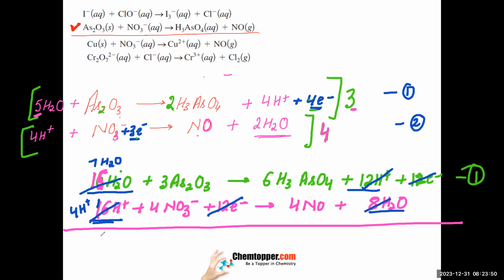So what is the balanced equation? 7 H2O plus 4H plus 3 As2O3.